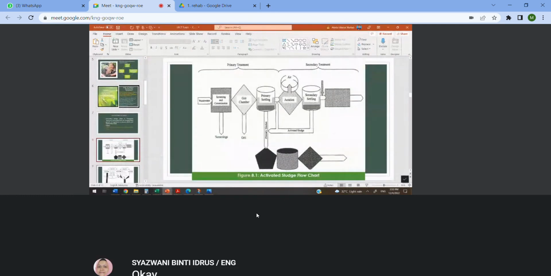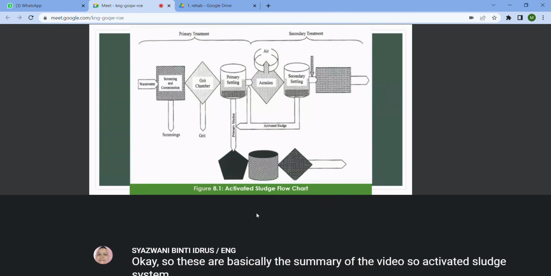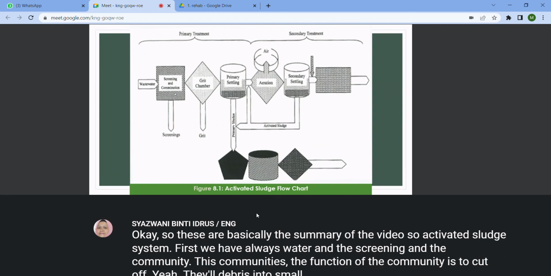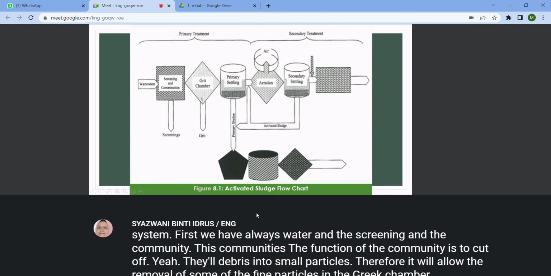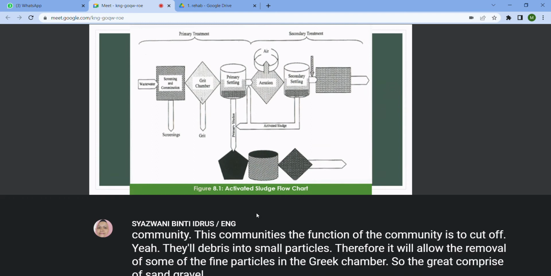Okay, so these are basically the summary of the video. The activated sludge system: first, we have wastewater and the screening and comminutors. The function of the comminutors is to cut the debris into small particles. Therefore, it will allow the removal of some of the fine particles in the grit chamber. The grit is comprised of sand and gravel, so they are to be removed in the grit chamber.